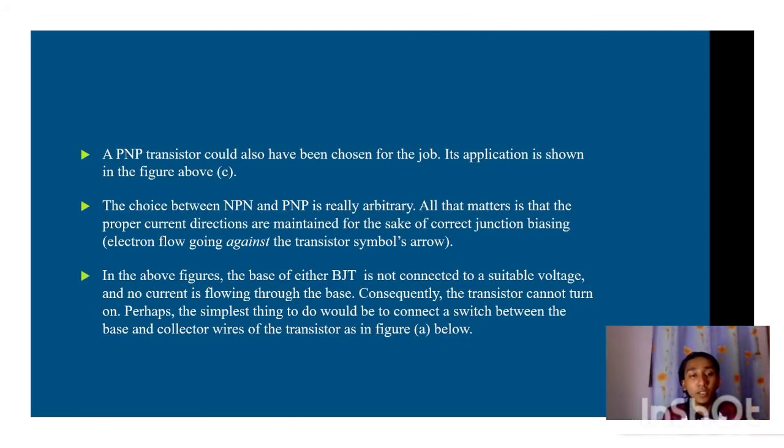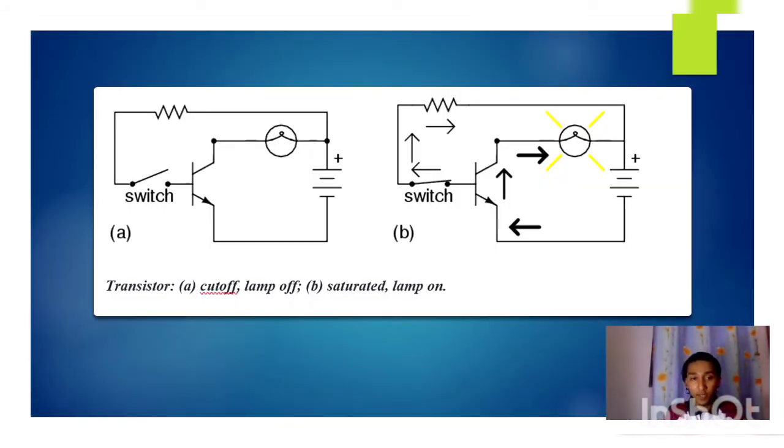And lastly, in the above figure, the base of either BJT is not connected to a suitable voltage and no current is flowing through the base. Consequently, the transistor cannot turn on. Perhaps the simplest thing to do would be to connect a switch between the base and collector wire of the transistor, as in the figure below. Ni gambar dia. A tu untuk cut off, lamp off, dan B tu untuk saturate, lamp on.